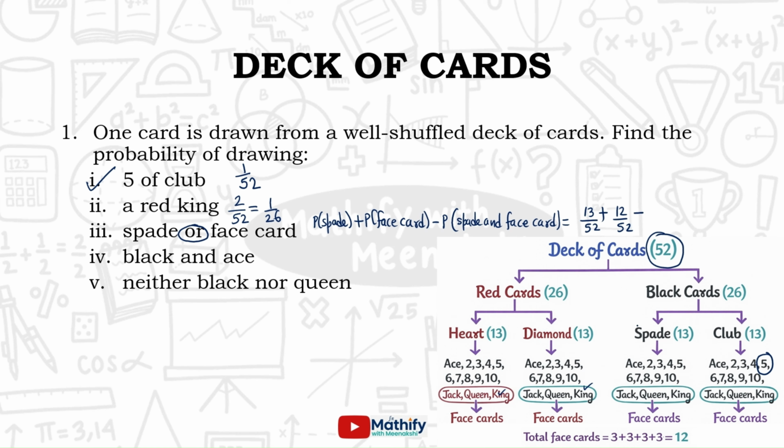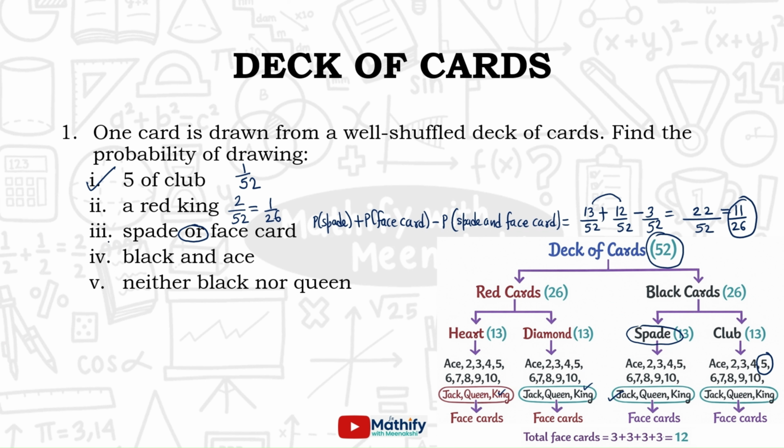Now just see here, spade. In spade, how many face cards do we have? 3. So you can write minus 3 by 52. Let's solve this. 13 plus 12, 25, minus 3. You can say 22 by 52. If you solve, you'll get 11 by 26. So this is your final answer.